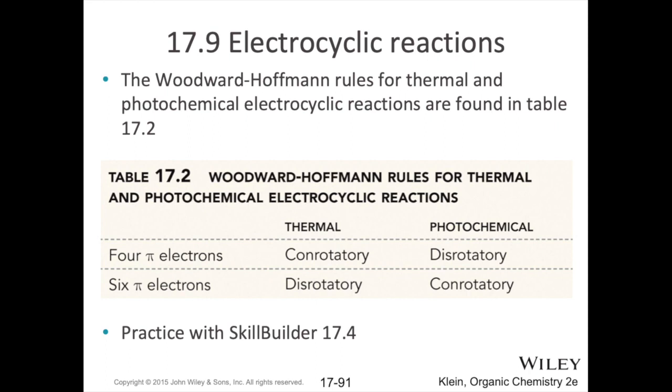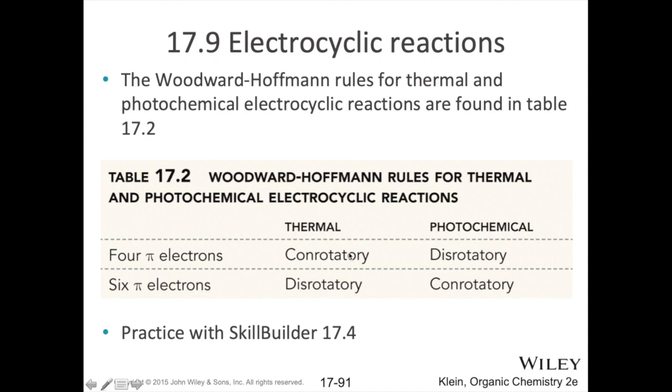So if you have 4 pi electrons, as we've seen with 2 double bonds, so 4 sp2 carbons there, under thermal conditions with just heat, it would be a conrotatory rotation, and if we put that in the excited state using light, it's going to be a disrotatory rotation. However, if we have 6 pi electrons, under thermal conditions, that's going to be disrotatory, and photochemical will be conrotatory. So if you want to memorize this as a rule, you can.